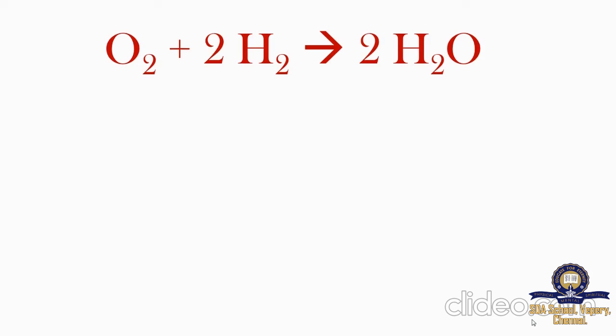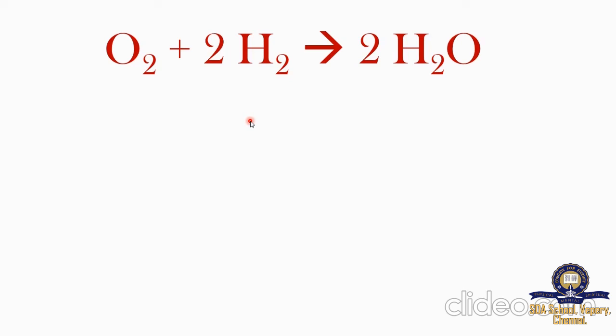In this equation, one molecule of oxygen reacts with two molecules of hydrogen to give two molecules of water vapor, right? But earlier, there were no sophisticated machines to calculate the molecules of a substance. So earlier, they used to measure the substance in terms of volume. The first scientist who came up with this idea was Gay-Lussac.